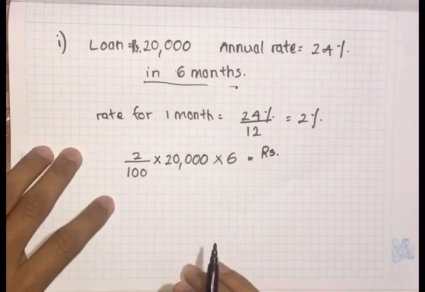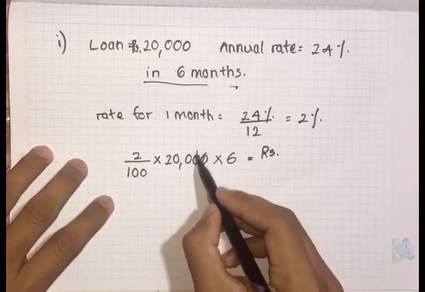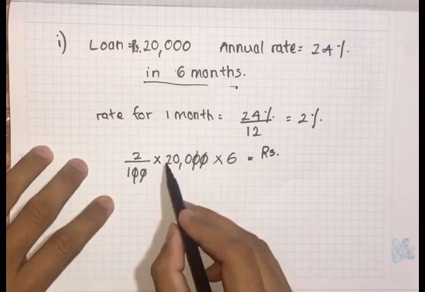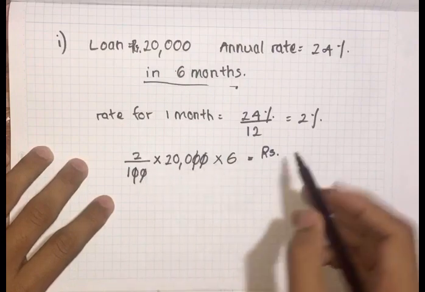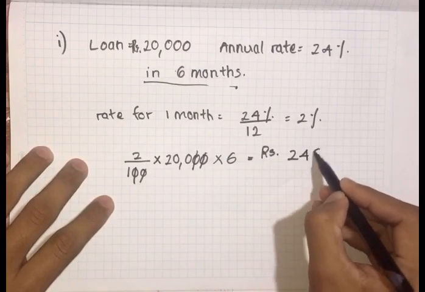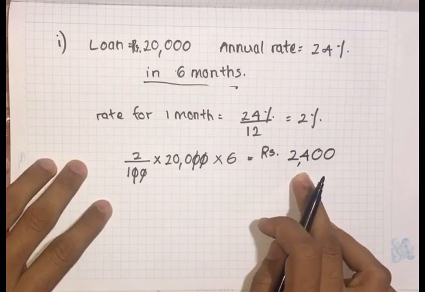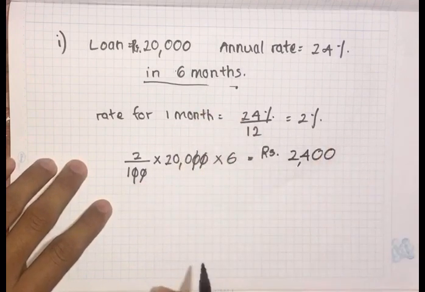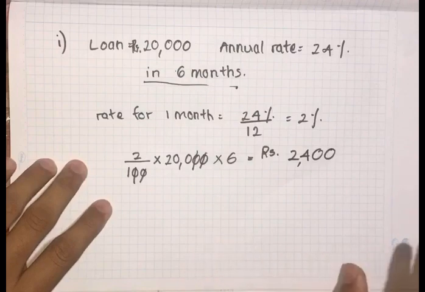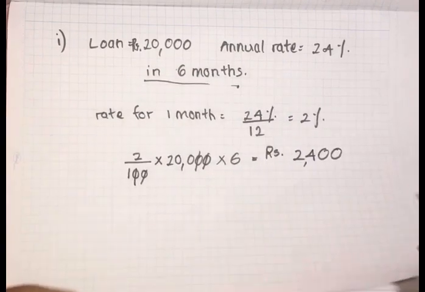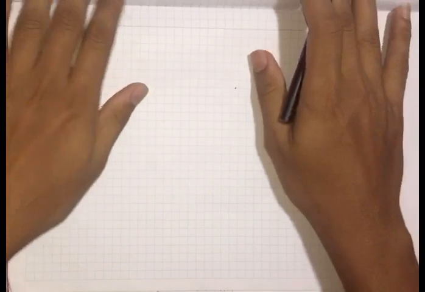So you can cut these 2 zeros. You have 4, and then 24, and 2 0. So this is the total interest you should pay. So the total amount is 20,000 plus 2,400. Are you clear? Okay.